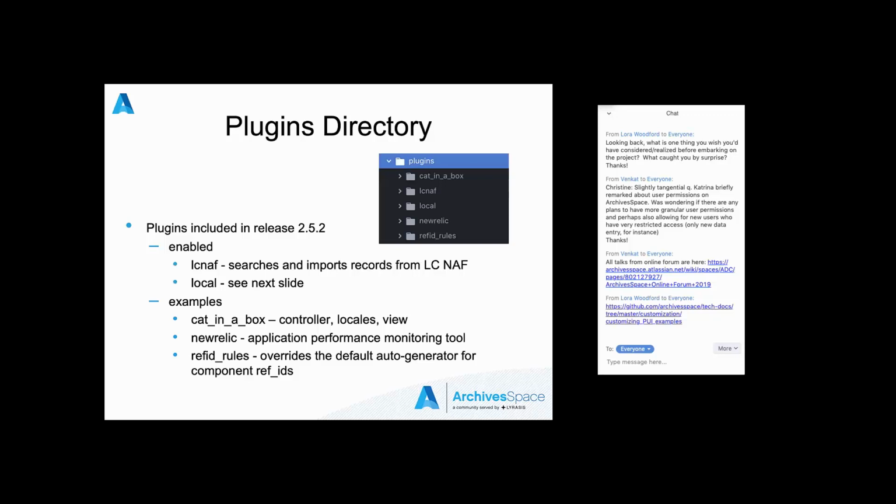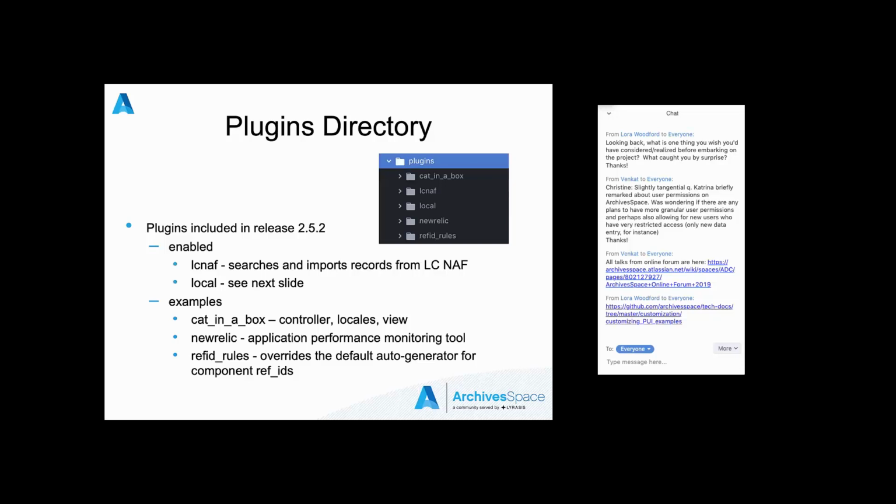There are 3 examples. One of them is called Cat in a Box, and that gives you an idea of how you change controller locales and views. Right now you don't need to understand what goes in those. I'll give you an example of that, but it's just an example for you to play around with to see what happens.